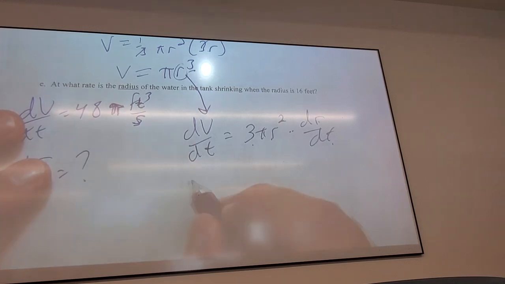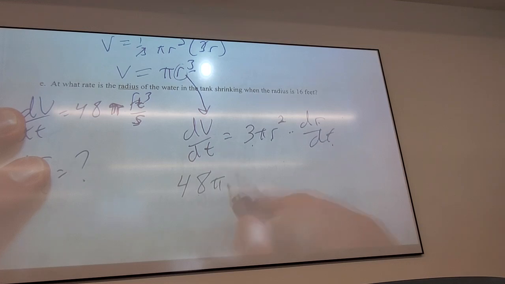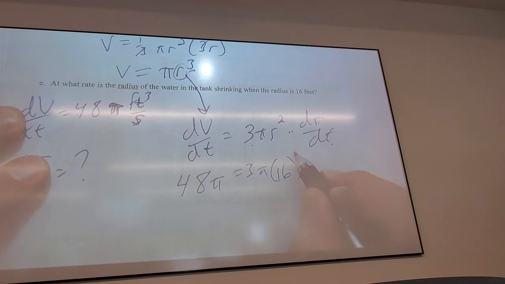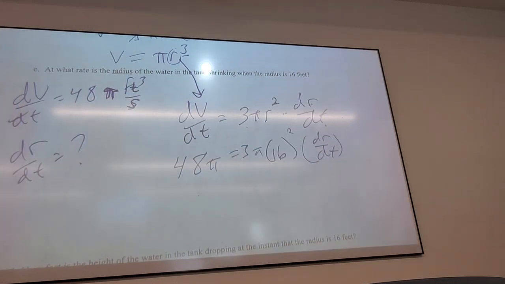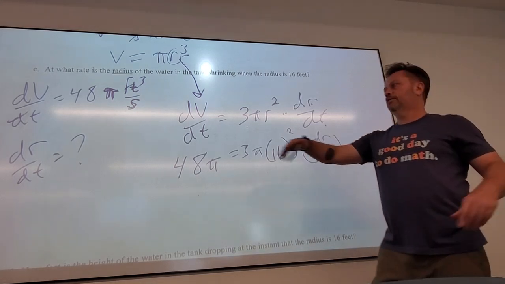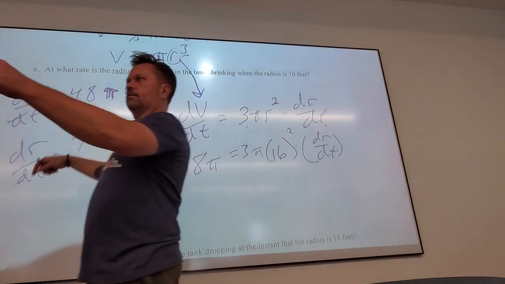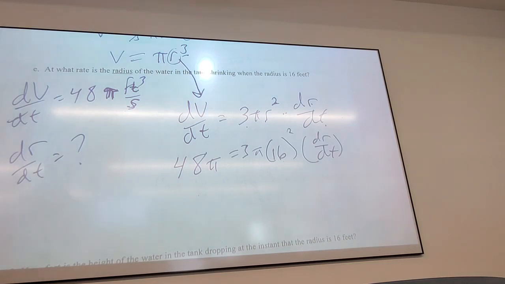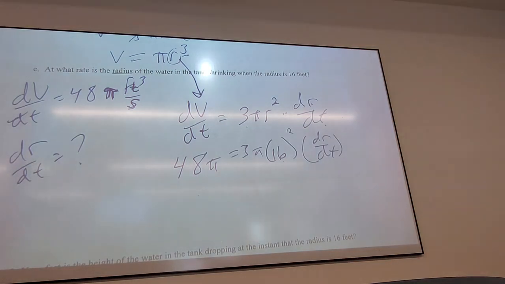So now I can do what you guys are trying to make me do. 48 pi equals 3 pi times what? 16. 16 squared. And then dr/dt. And you're almost always going to get to a point like this, where you just solve for the thing you've identified you want to know. Yes? Do you need a negative for this one? Oh, yeah. It's shrinking. Yeah, you do.